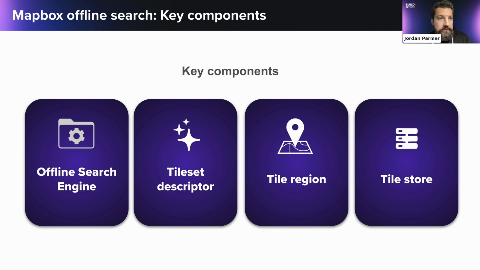So we have the offline search engine, which is the API surface that you call. We have a set of tile set descriptors. These are what give metadata that describe what is in each of the tile sets, so for the addresses, POI, or places, or other things if you're using some of the other offline capabilities. Tile regions define the geographic area that you want to cover. And then finally, we have the tile store, which manages the downloads and the actual storage itself of everything that's available offline.